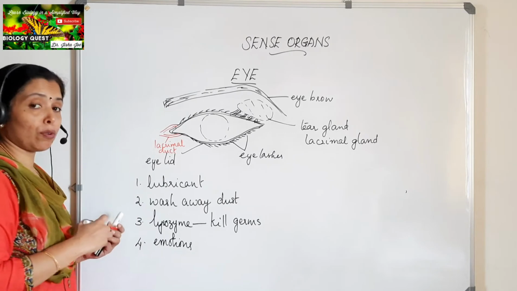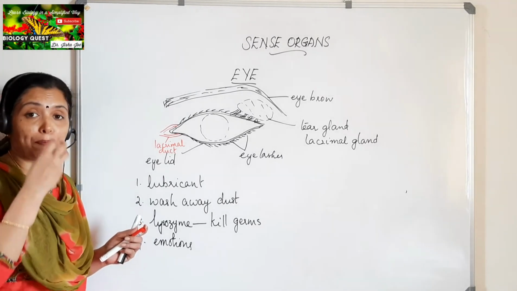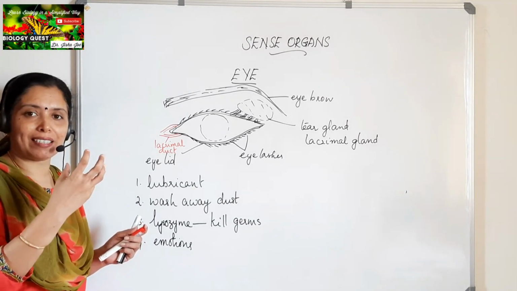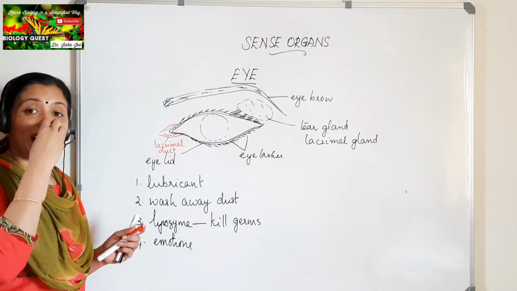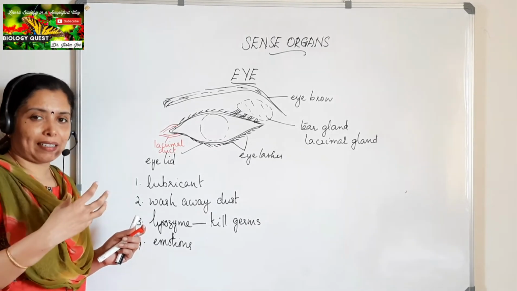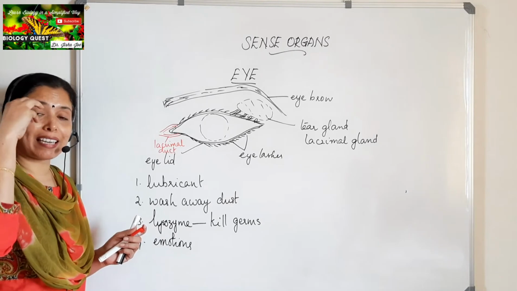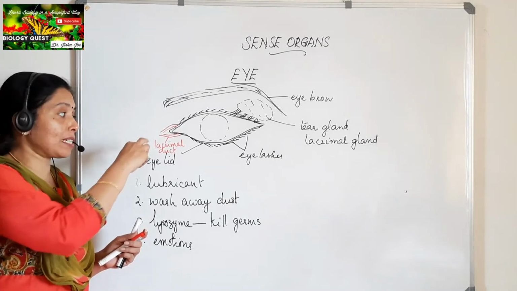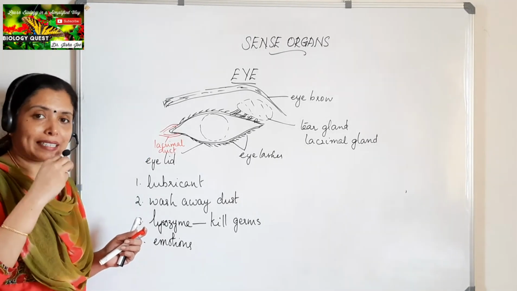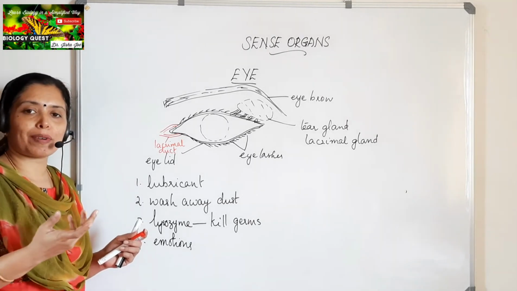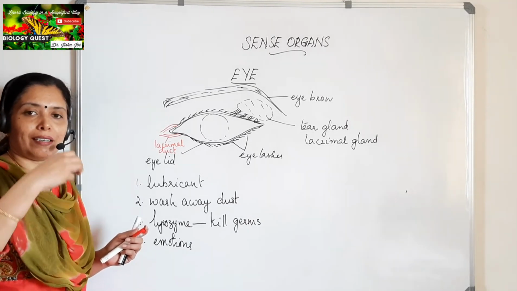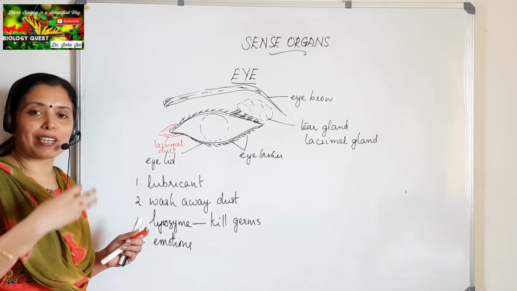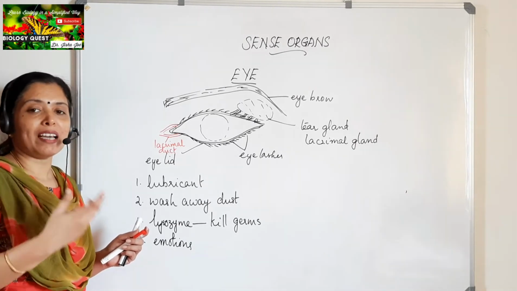That is why, when we cry, what happens? Our nose gets filled, isn't it? We will have a runny nose when we cry. That is because the excess tears get drained out through this lacrimal duct into our nose. That is why water flows out from our nose when we cry.